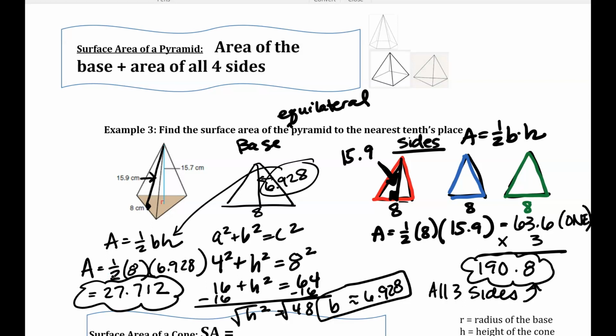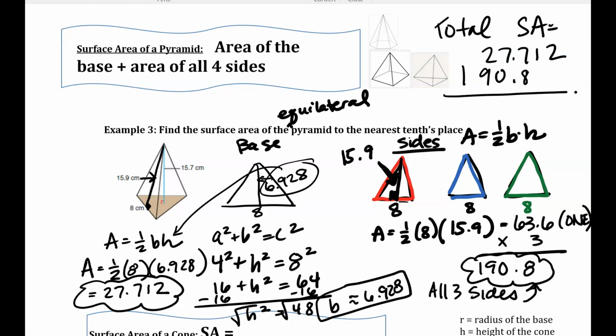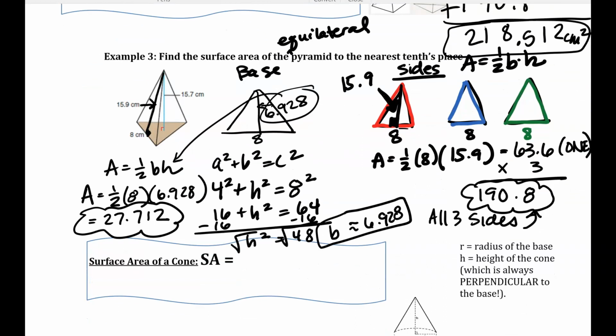Okay, so all together, I'm going to come up here to total surface area, and I'm going to write down the individual surface areas that I found. So 27.712, 190.8, and I'm going to add those together. So I get 218.512. Okay. And we're going to look for the units, centimeters, so square centimeters are going to be my units. All right, so let's scroll down here.